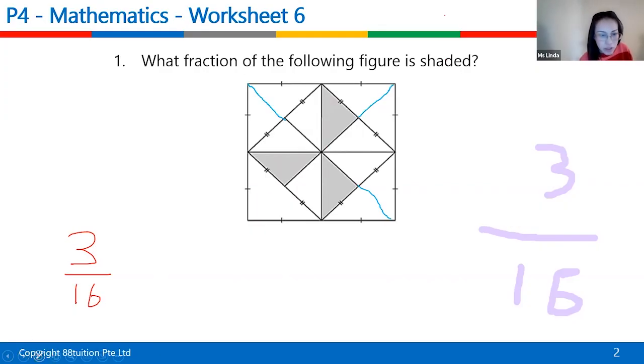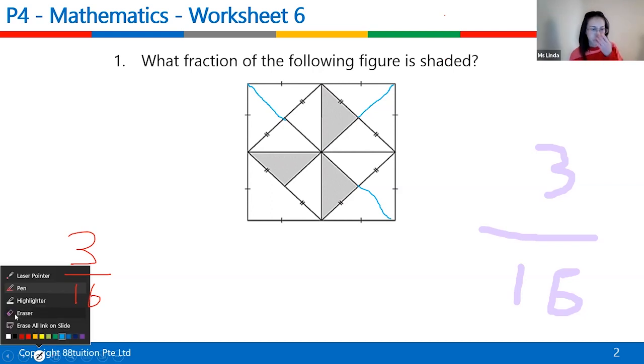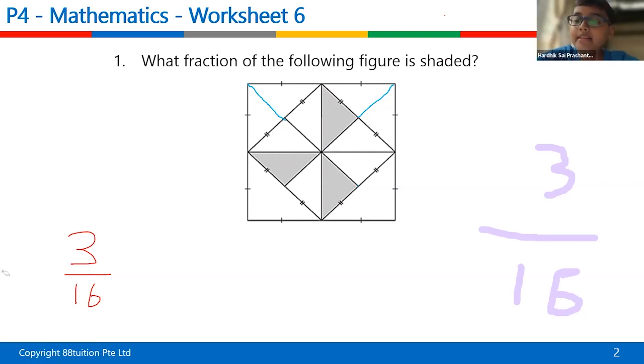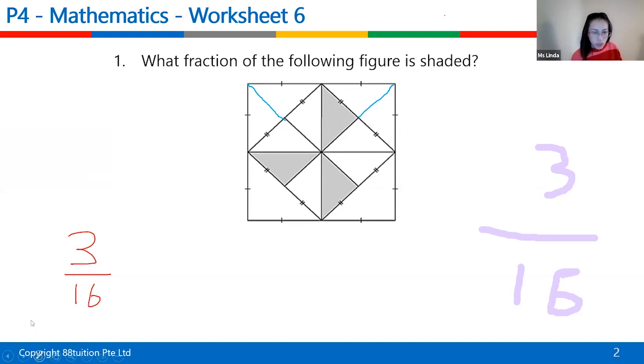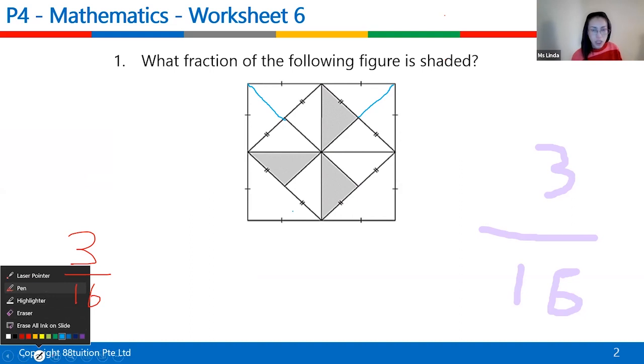Can you all still see my screen? Yes. I accidentally clicked something. I'm trying to draw a straight line.